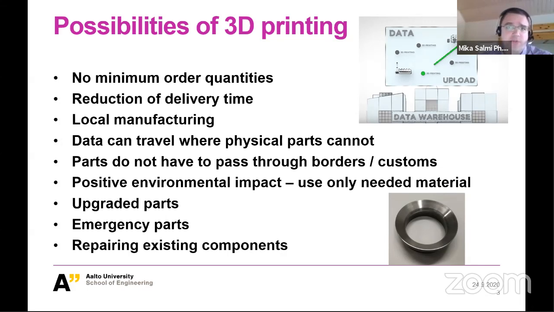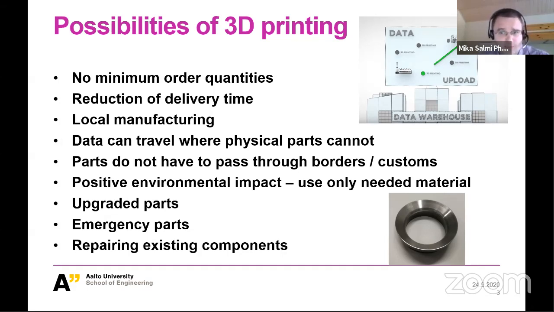Also, 3D printing makes local manufacturing possible. So the manufacturing can happen where the need is, at the closest 3D printing location. And if you think about travel restrictions and export restrictions, data is easy to travel. This webinar is a good example of that. The physical parts are much slower. So there wouldn't be any customs or borders.